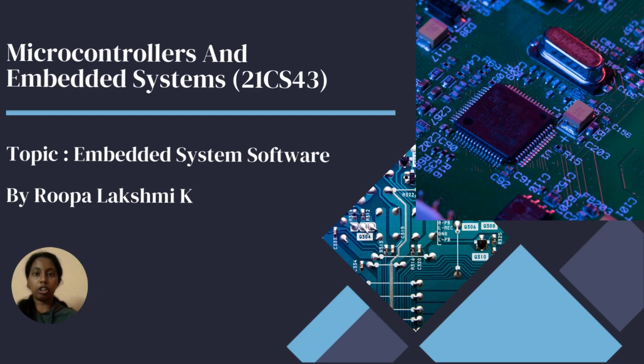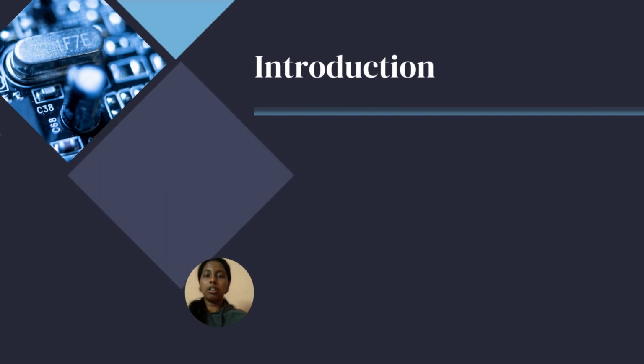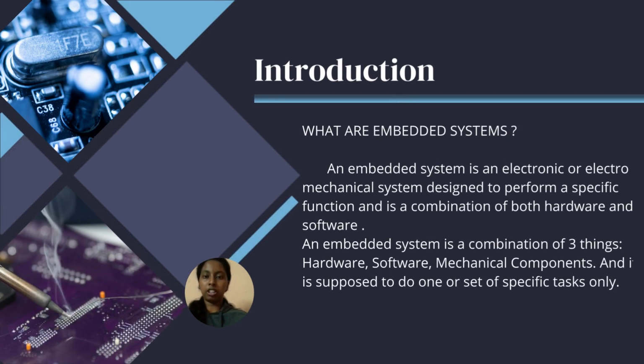Today I am presenting on the topic Embedded System Software from the subject Microcontrollers and Embedded System. Before learning what embedded system software is, let us brief on what an embedded system is. An embedded system is an electronic system designed to perform a single or a set of specific tasks. It consists of three parts: hardware, software, and mechanical components.